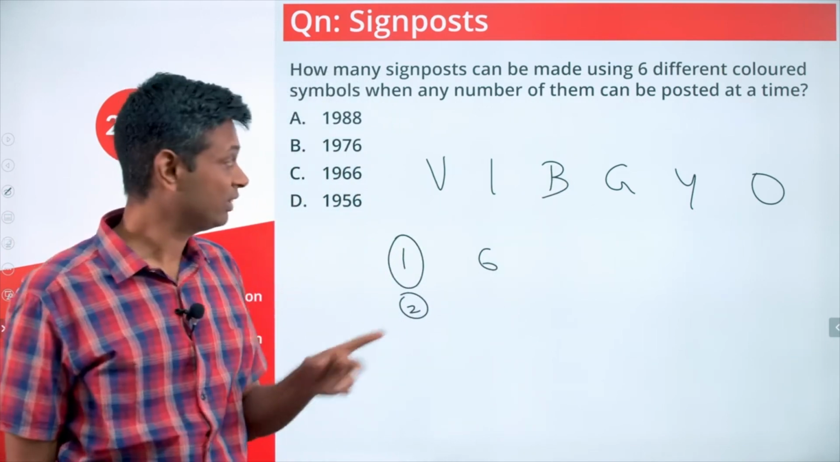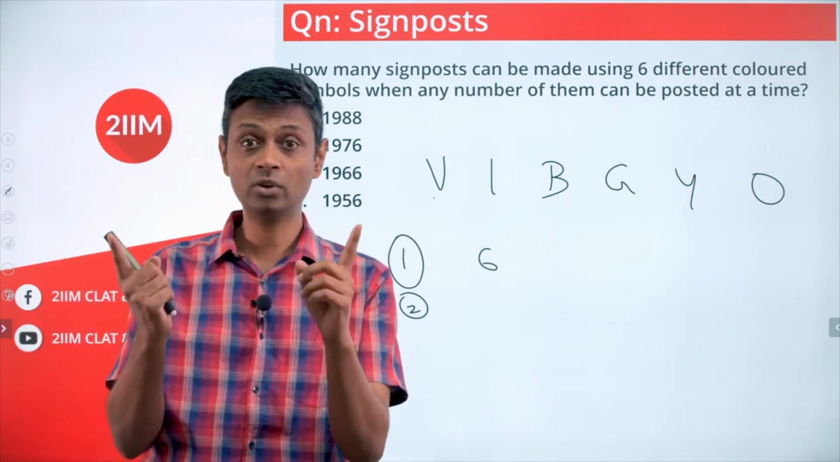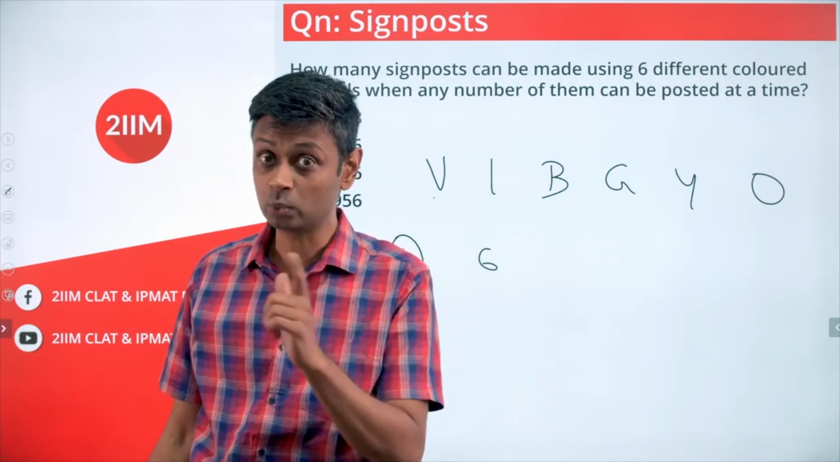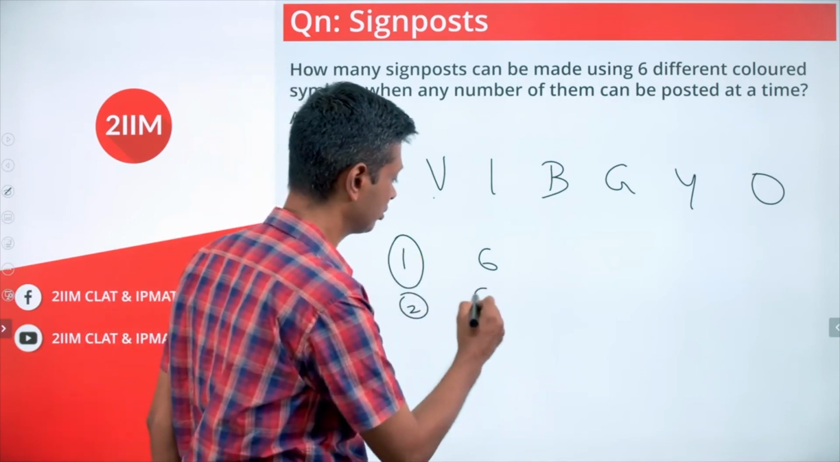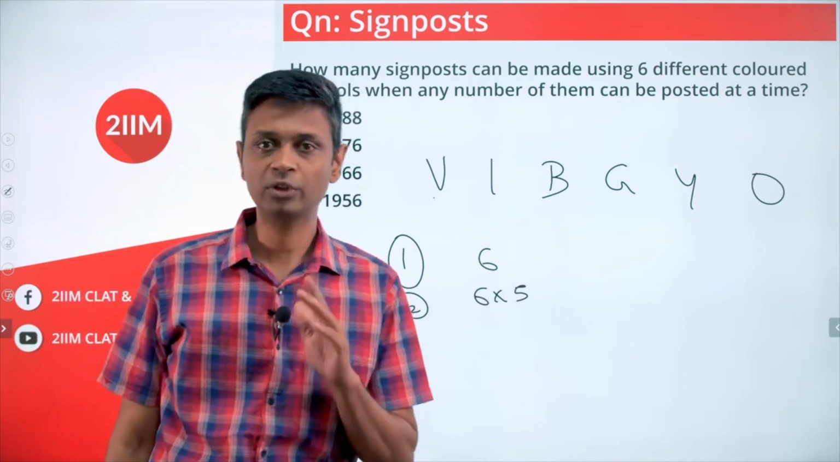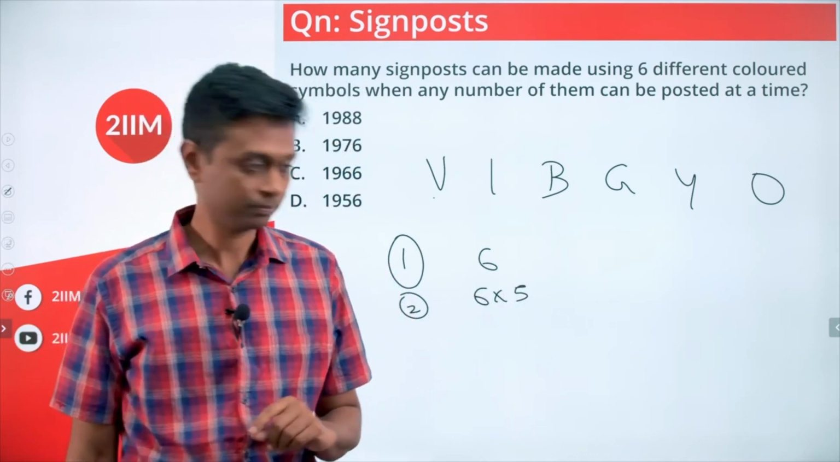Not just that, if I select V, I could have violet and indigo or indigo and violet. So not just 6C2, it is 6P2. Or this will be 6 into 5. 6 ways of selecting the first signpost, 5 ways of selecting the second signpost, 6 into 5.